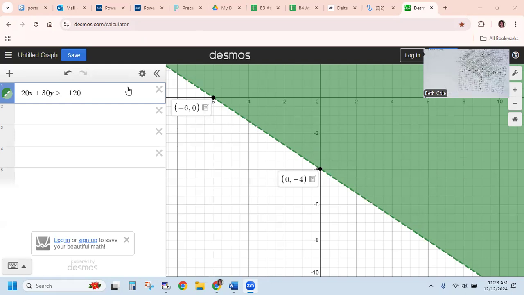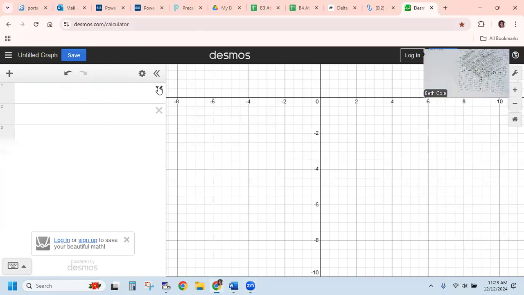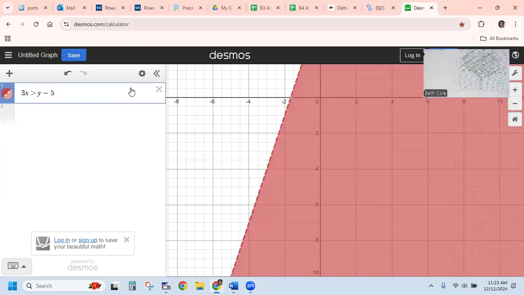All right, go ahead and flip over. I'm going to type in number 4. We got 3x greater than y - 5. See, the thing is, this one says greater than, but it's below, but that's because the y is on the other side. Like they got swapped. So you got to be careful with that.